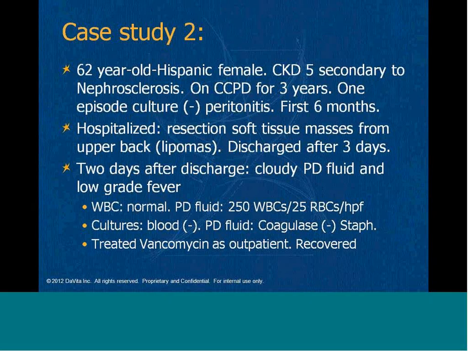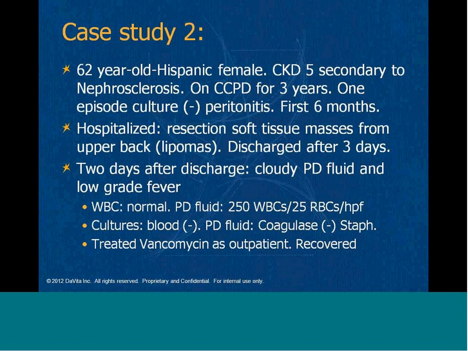After discharge, she developed cloudy PD fluid and low-grade fever. The white blood cell count was normal. The peritoneal fluid contained 251 cells, and 25 cells per high-power field. Bloods were negative. PD fluid culture grew coagulase-negative staph. She was given vancomycin as an outpatient, and she recovered.